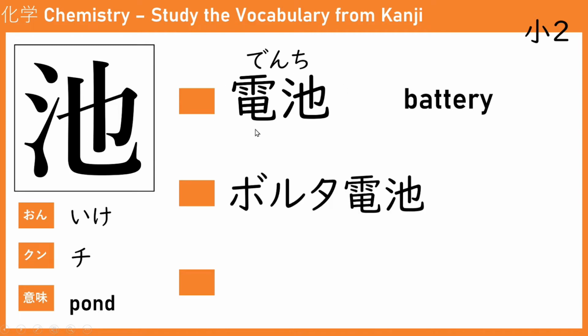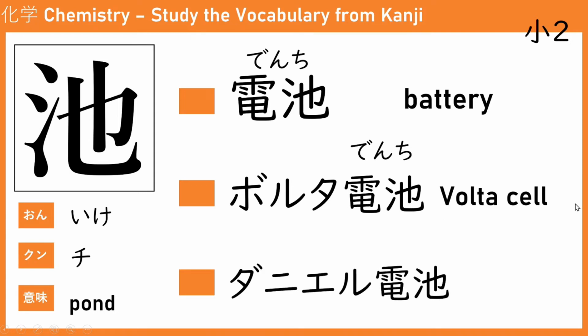So we can put the names: Boruta Denchi. Boruta Denchi means Volta cell, Volta's battery. Or we also have Daniel Denchi. Daniel Denchi, so this one is Daniel cell.